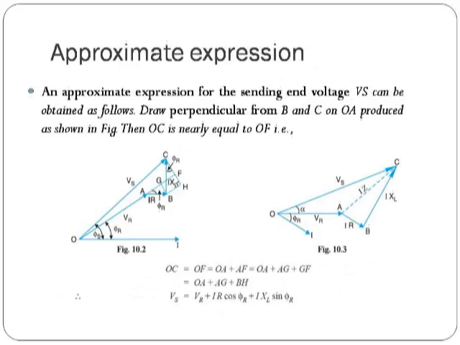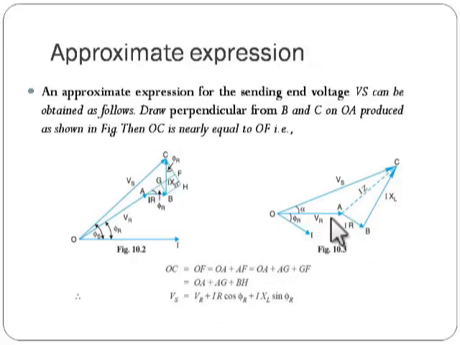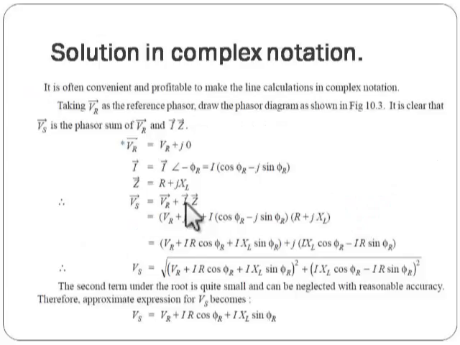So Vs is nothing but the phasor sum of the VR vector and I Z, the drop due to resistance and reactance. VR is assumed as VR plus j0 in terms of complex quantity, and the I vector, the current flowing through the entire circuit, is I at an angle minus phi r. Why am I using the minus sign? Because your current is lagging here. The current lags your VR by an angle phi r, so I indicate a negative sign, that is, angle of minus phi r. So the current is modified as I times cos phi r minus j sin phi r.